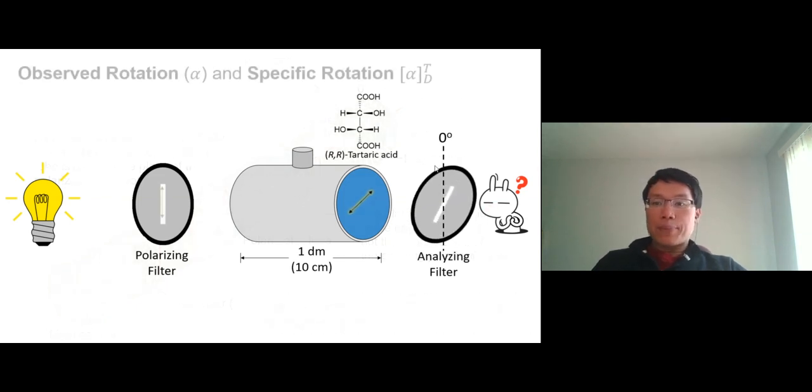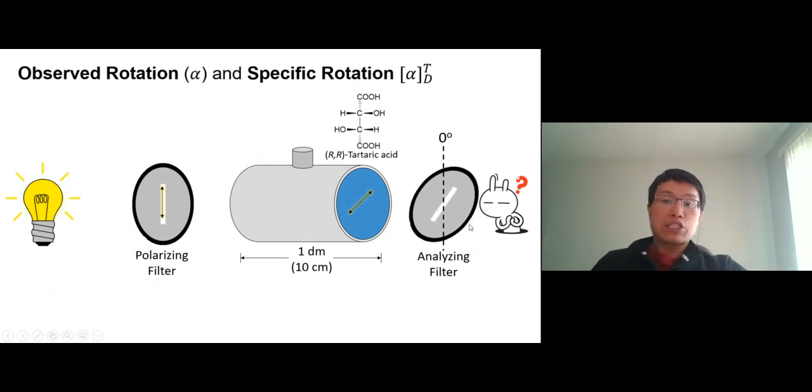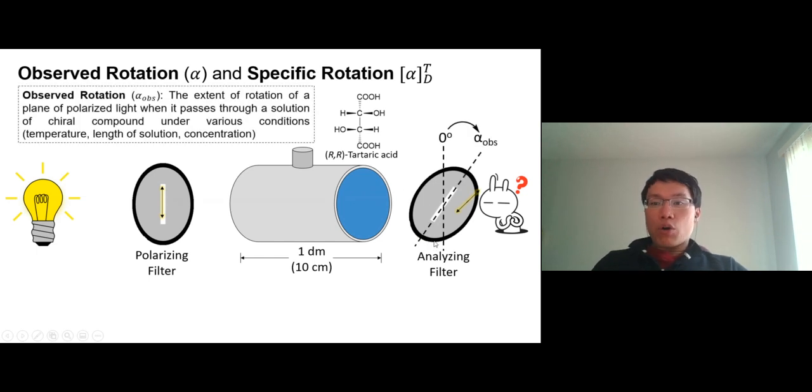What you have to do is rotate the analyzer. This is like a knob in the instrument. You can rotate it and make it the same plane, and then you start seeing light coming out. The angle right here we call the observed rotation. Observed rotation is the extent of rotation of a plane of polarized light by a solution of a chiral compound. But we don't really use the observed rotation because it depends on many factors.